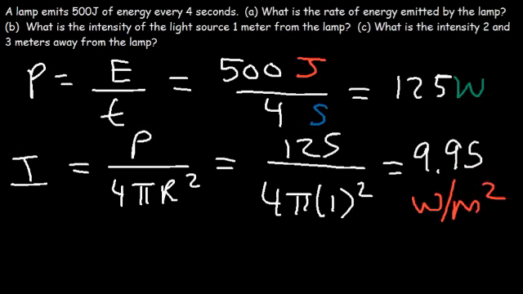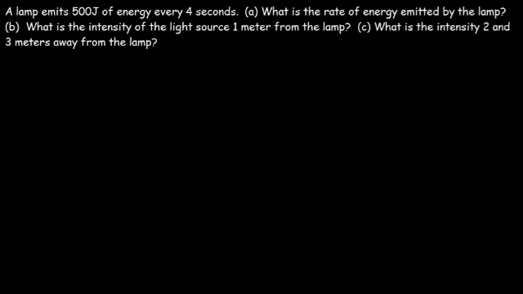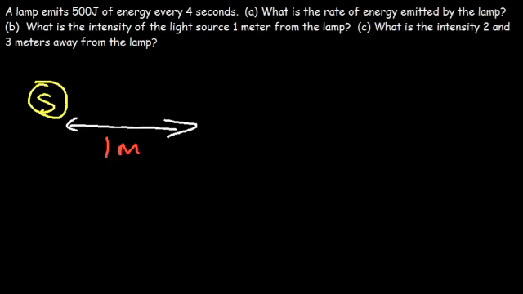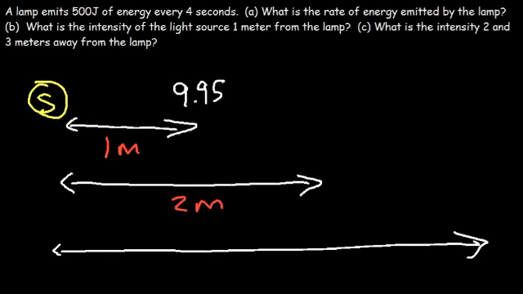Now what about part C? What is the intensity 2 and 3 meters away from the lamp? So let's draw a picture. So let's say this is the light source. And we know at a distance of 1 meter, the intensity is about 9.95 watts per square meter. So how much is it 2 meters away? And how much is it 3 meters away? As you move away from the light source, the intensity decreases. It's brighter when you're closer to the lamp, but it appears dimmer or less intense when you move away from the lamp.